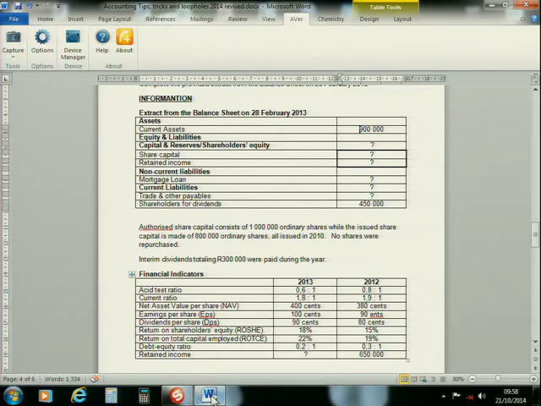They may ask you to comment on the profitability or operating efficiency of the company. You should know which ratio measures the operating efficiency of the company. It is very important.